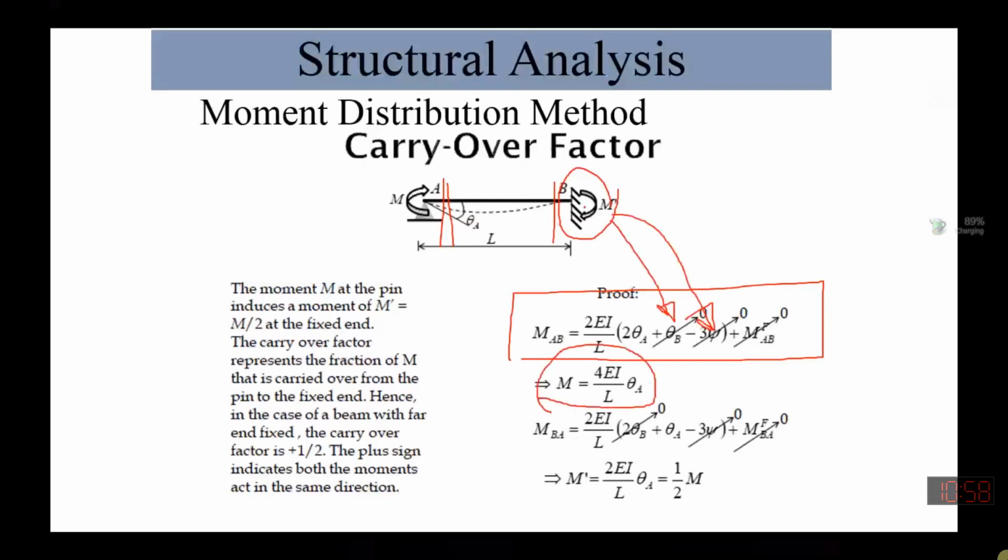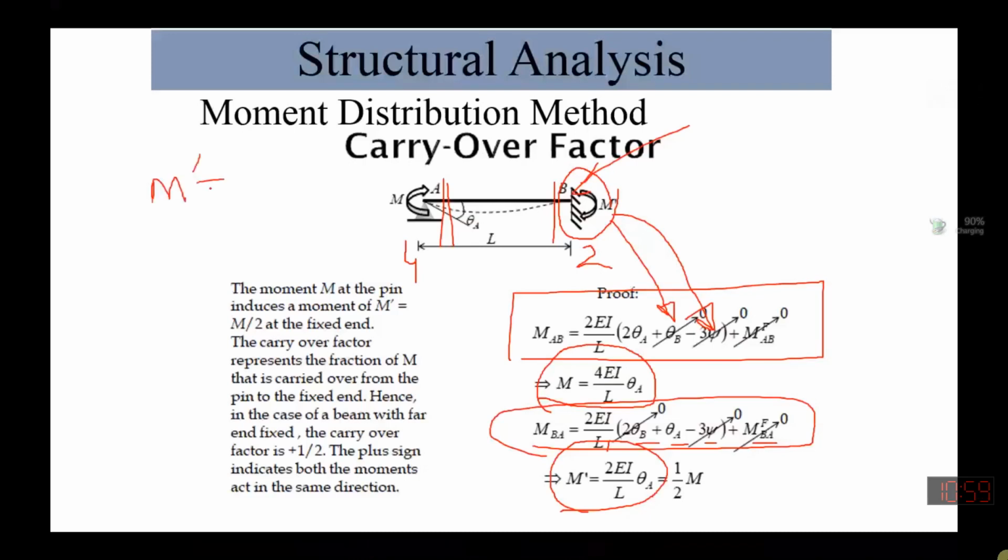Now if we apply the slope deflection equation for this part, MBA equals 2EI over L into 2 times theta B plus theta A minus 3 psi plus fixed end moment at BA. If we solve it, we find that the value of M dash is 2EI over L. So this is 4EI over L, and this is 2EI over L. If we get the relationship, we find that M dash is equal to 1 by 2 of M.